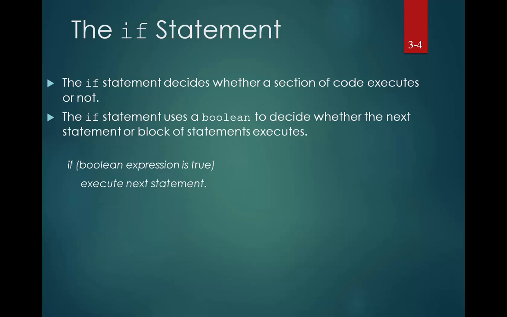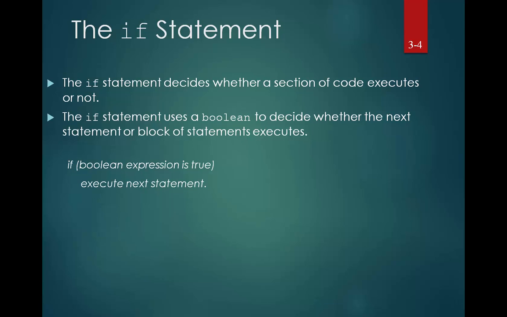So the way if statements make this decision, notice that there are two choices here. The section of code executes, or the section of code does not execute. Those are the two choices. So the if statement uses a Boolean to decide whether the next statement, or the whole block of statements, executes. Remember that the Boolean has two values, true or false. And so these are the two options, the two alternatives. In one case, the section of code will not execute. In another case, it will execute.